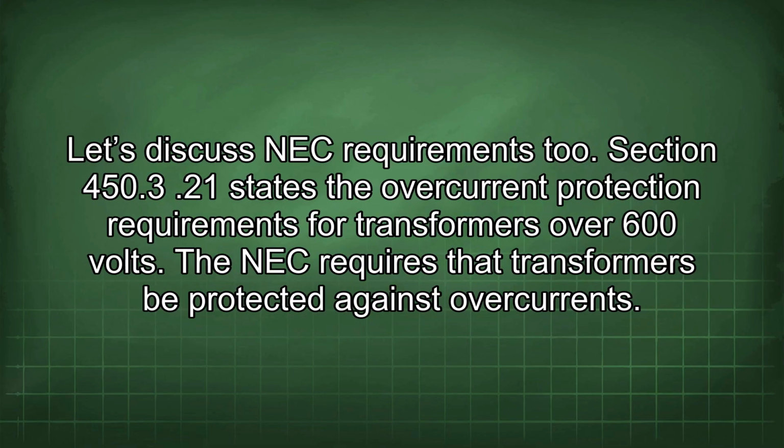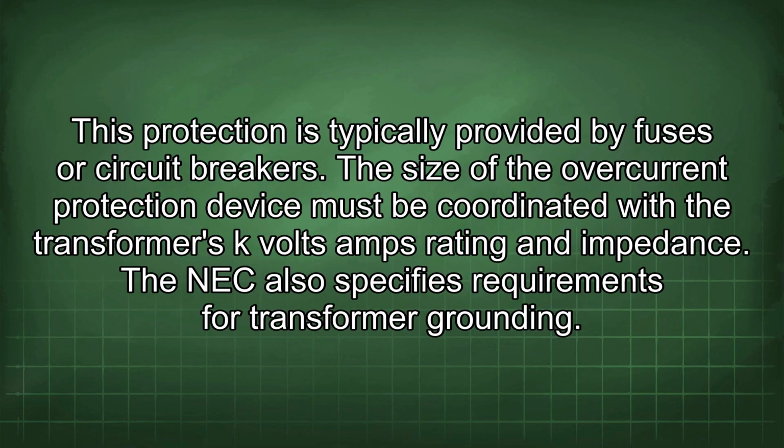Let's discuss NEC requirements too. Section 450.321 states the overcurrent protection requirements for transformers over 600 volts. The NEC requires that transformers be protected against overcurrents. This protection is typically provided by fuses or circuit breakers. The size of the overcurrent protection device must be coordinated with the transformer's kVA rating and impedance.